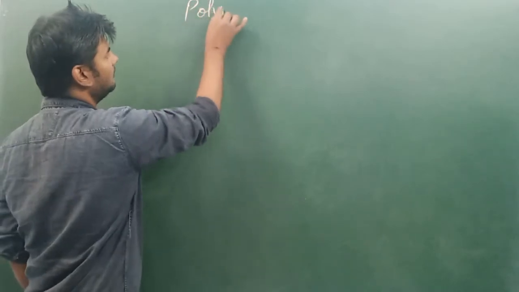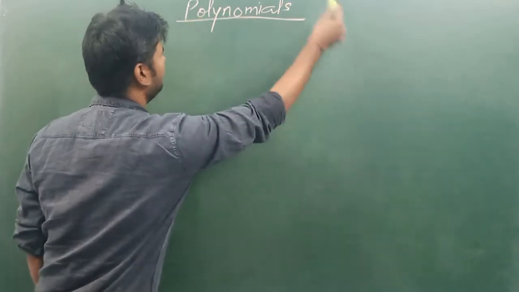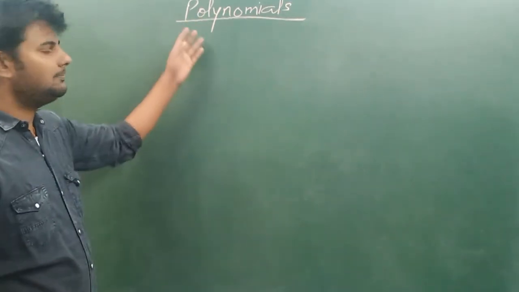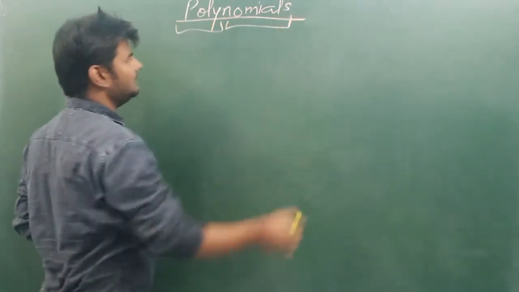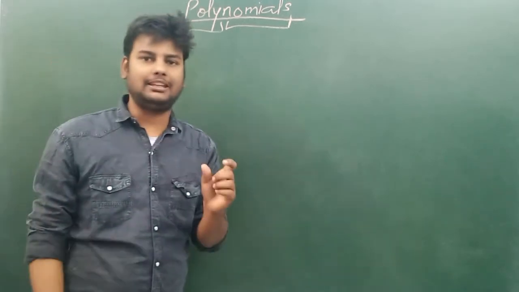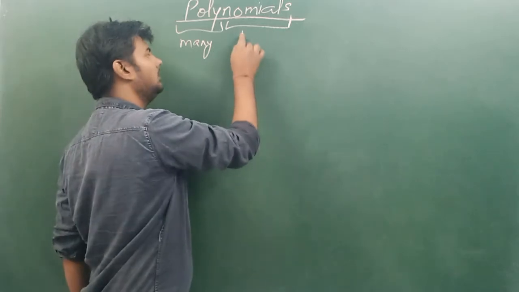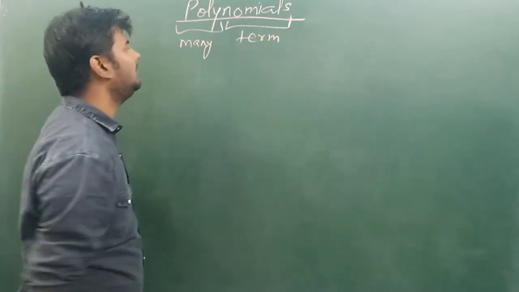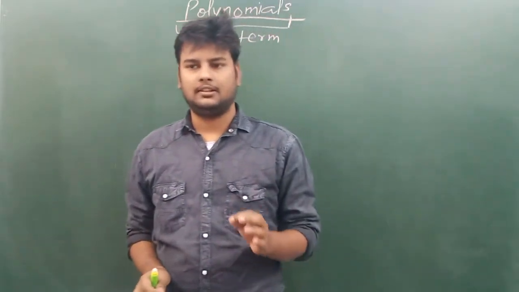Now we are going to start the second chapter of class 10th mathematics, that is polynomials. So let us now discuss firstly what a polynomial is. The word polynomial is made from two words: the first one is poly and the second one is nomials. Here poly represents many and nomials means term. That means we can say that an expression having many terms is termed as a polynomial.